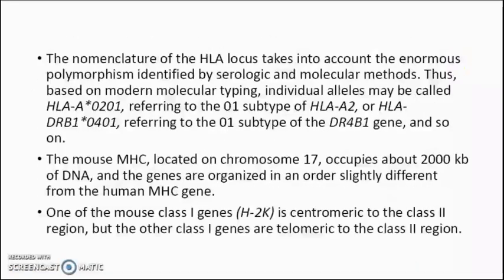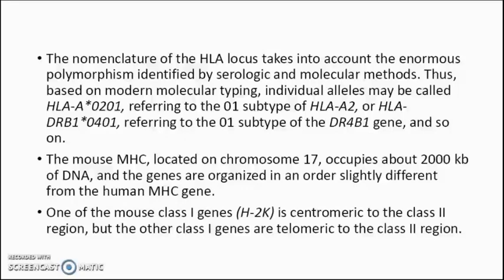The nomenclature of the HLA locus takes into account the enormous polymorphism identified by serologic and molecular methods. Thus, based on modern molecular typing, an individual allele may be called HLA-A*0201, referring to the 01 subtype of HLA-A2, or HLA-DRB1*0401, referring to the 01 subtype of the DR4 B1 genes, and so on.